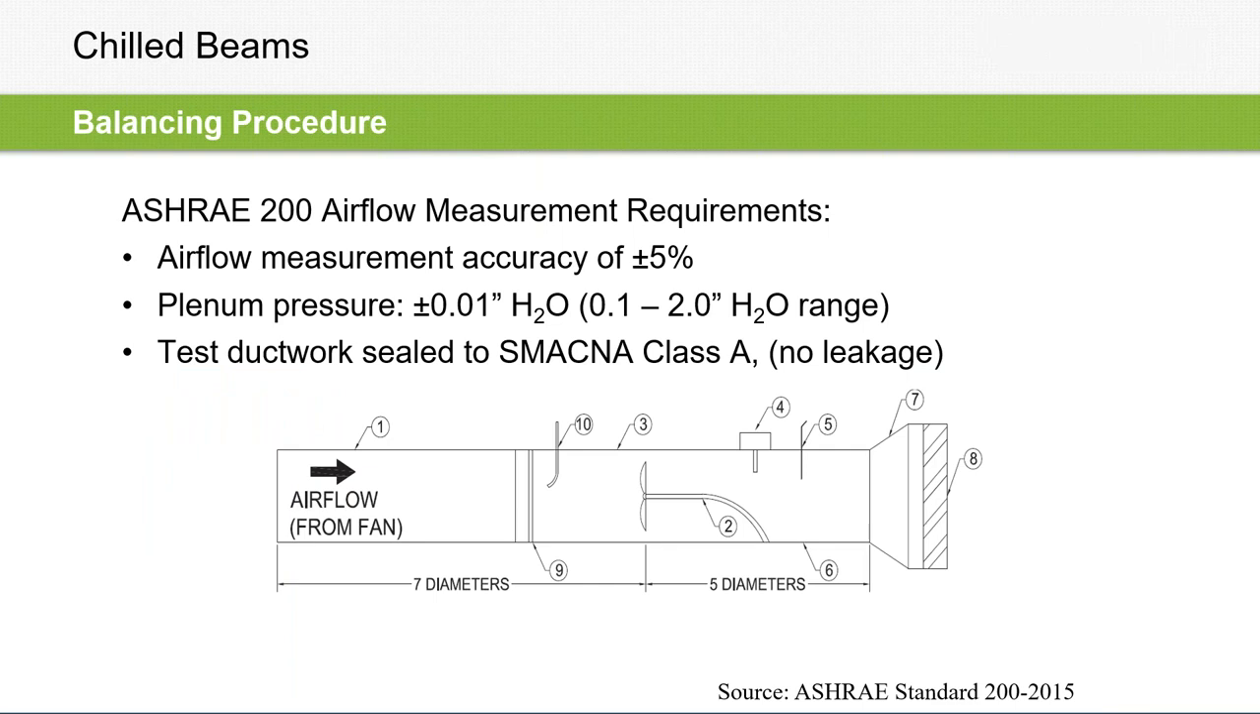And kind of talking about how we get those readings and how we know they're accurate. We're using some more accurate technologies than you would see in the field. They're just not really affordable technologies. So ASHRAE 200 requires us to measure the airflow within plus or minus 5%, and the plenum pressure within 0.01 inches water gauge. And then also we tested all the ductwork to make sure that it's sealed to SMACNA Class A, so no leakage at all. We're not losing any airflow. It's a much shorter run of duct than you would see in the field. So kind of an ideal scenario for what we're trying to accomplish here, and very accurate.